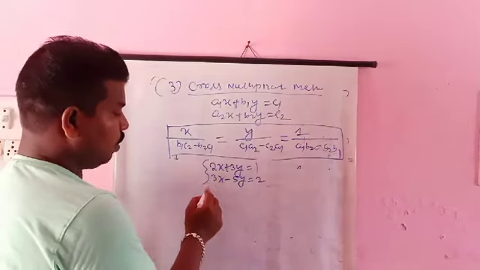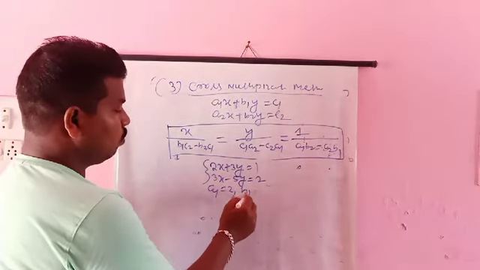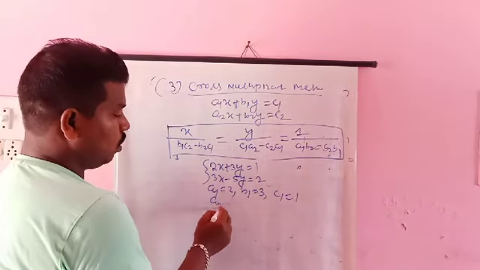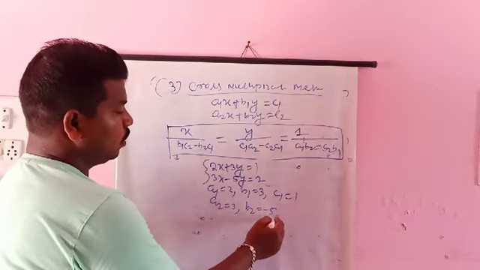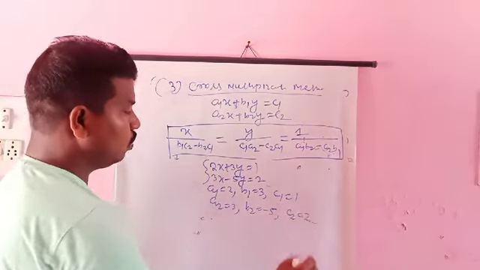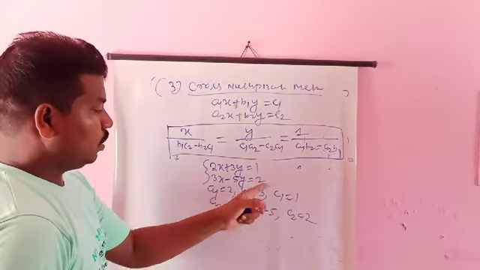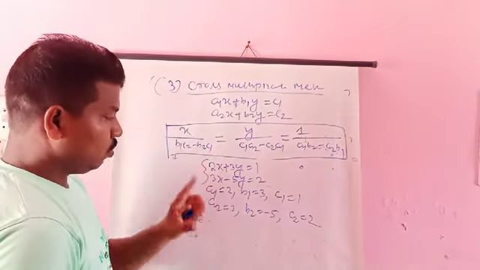Before that, first we write here a1 equal to 2, b1 equal to 3, c1 equal to 1, a2 equal to 3, b2 equal to minus 5, c2 equal to 2. These a1, b1, c1, a2, b2, c2 are already given in the question.